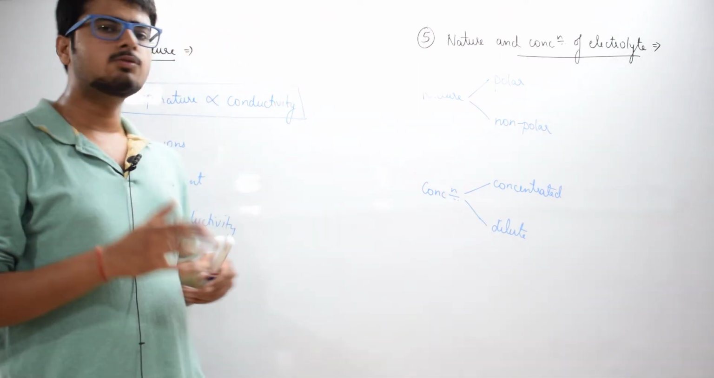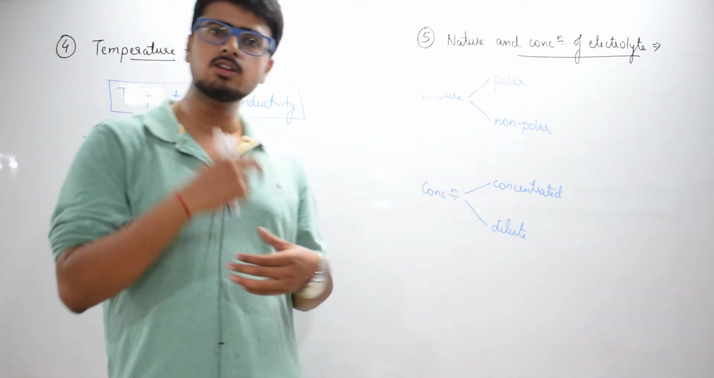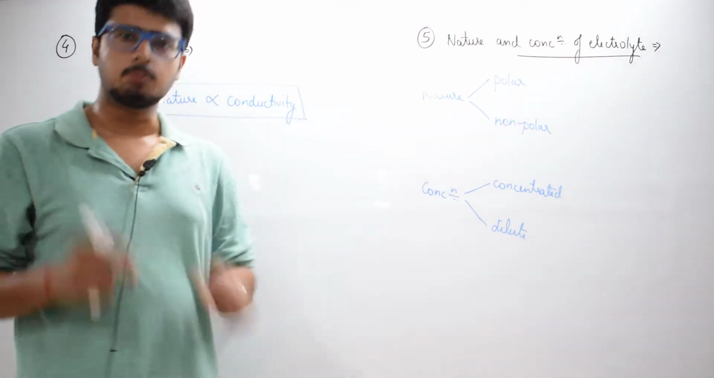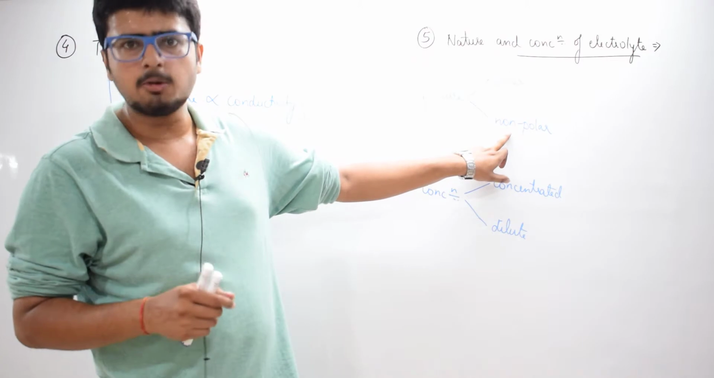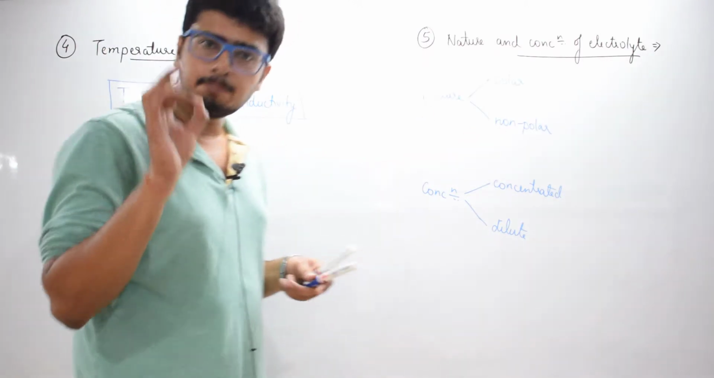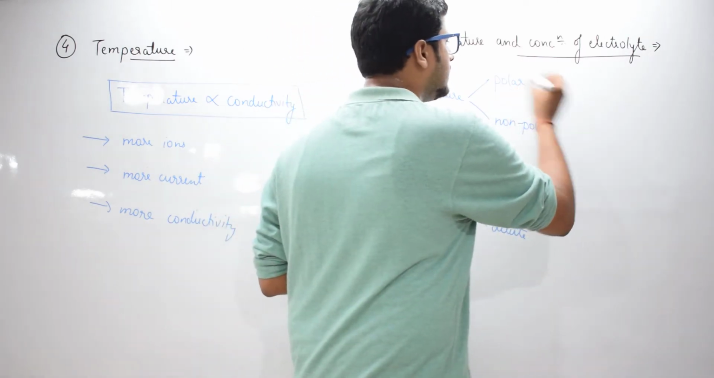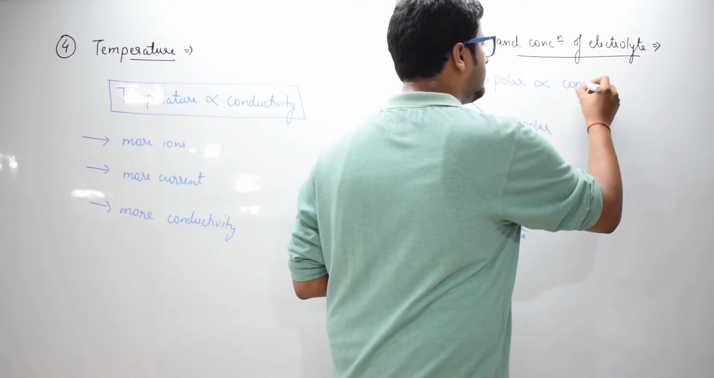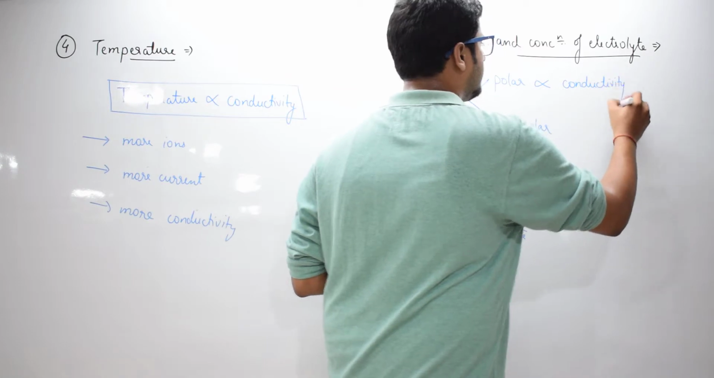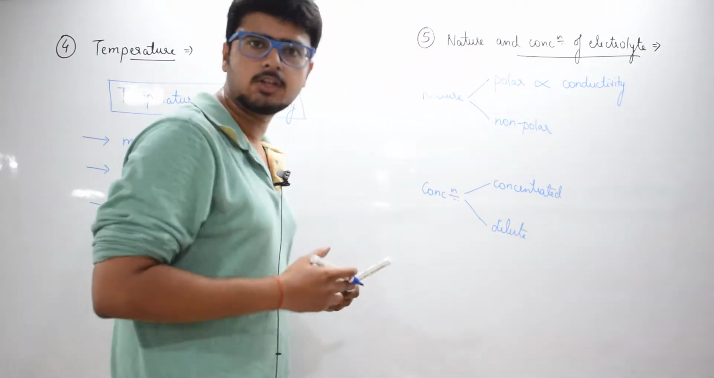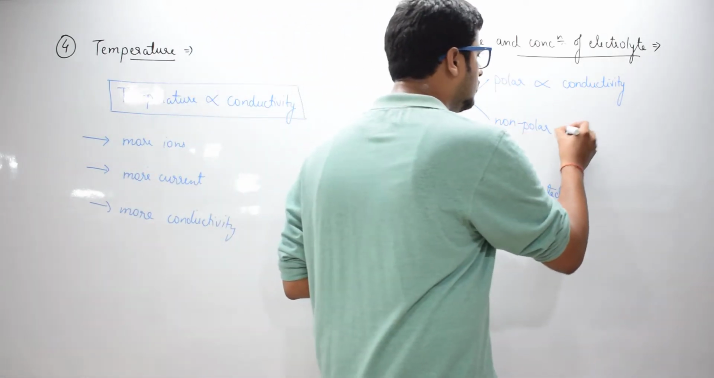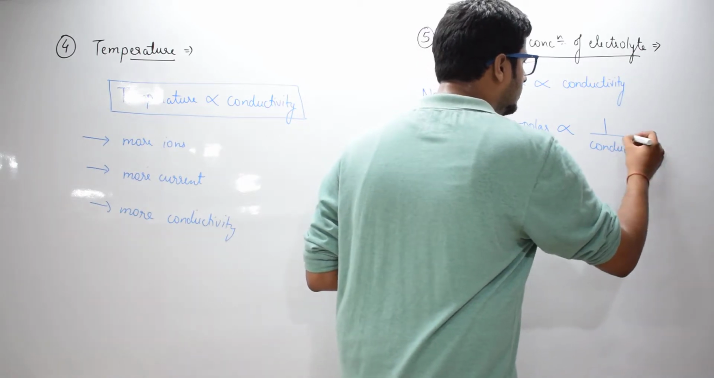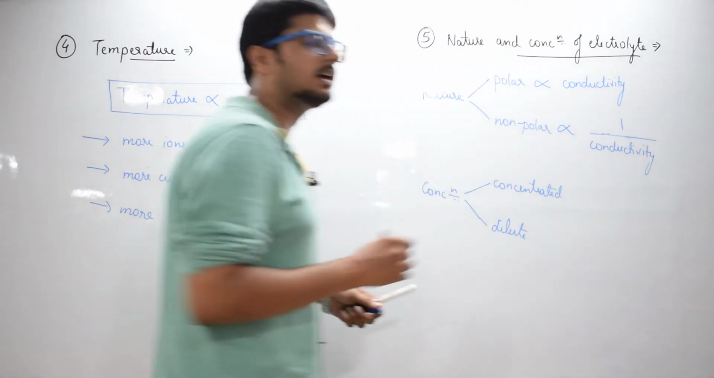Since we know the general fact that like dissolves like, a polar solvent is always miscible in a polar medium and non-polar is miscible in a non-polar medium. So, a polar electrolyte has more conductivity, that means it is directly proportional to conductivity. The more the polarity, the more the conductivity of the medium, and the conductivity of a non-polar compound is inversely proportional. The more the non-polarity, the lesser the conductivity of the solution.